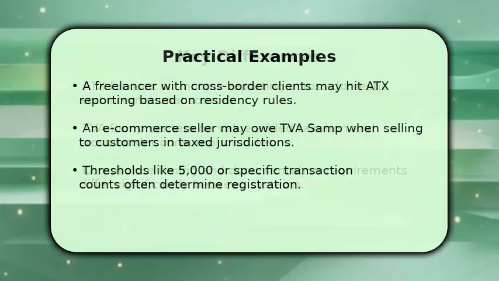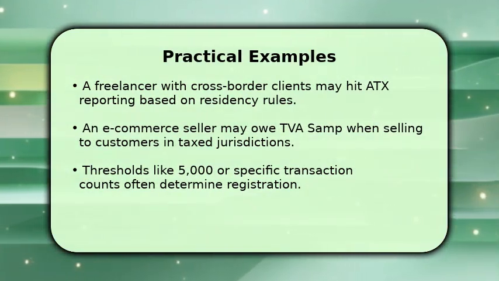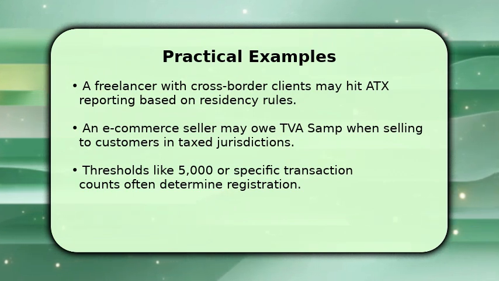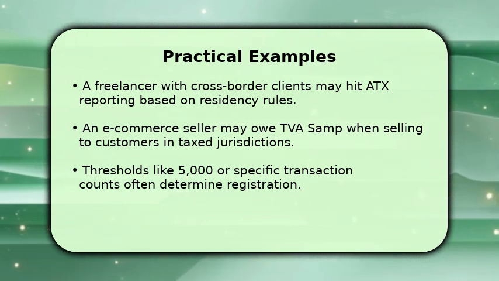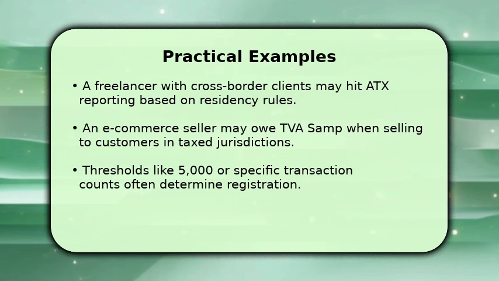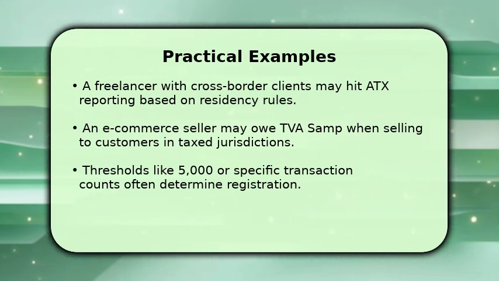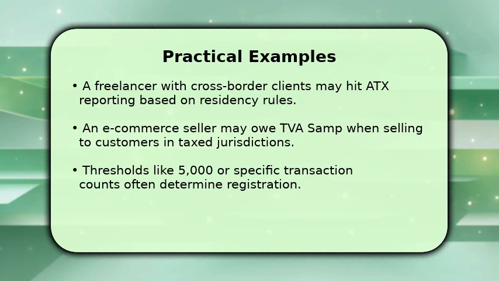I walk through two realistic examples to make rules tangible and usable. First, a remote freelancer with clients in several countries, and how residency and ATX filings can apply. Second, an online seller shipping goods across borders, and when TVA SAMP-style VAT kicks in. You'll hear about common thresholds like 5,000 and invoice practices that reduce risk. These examples give you clear next steps to assess your own exposure.